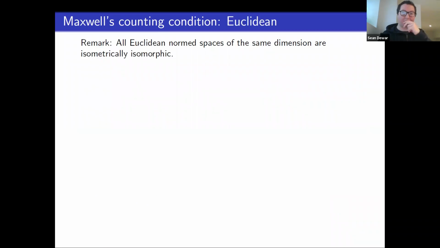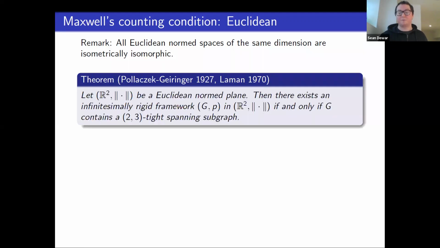Okay, I'm going to quickly go over the Euclidean stuff. I've just put a remark saying all Euclidean norm spaces of the same dimension are isometrically isomorphic. So if you have a Euclidean norm space, there's an isometry from it to any other Euclidean norm space. This is a result of Pollaczek-Geiringer and Laman. They did not write it like this; I've written it a bit weirdly. I'm saying that if I have a 2D Euclidean norm plane, then there is going to exist an infinitesimally rigid framework (G, p) in the norm plane if and only if the graph contains a 2-3 tight spanning subgraph.